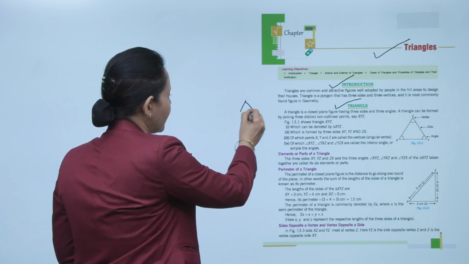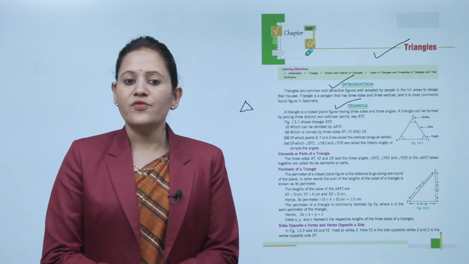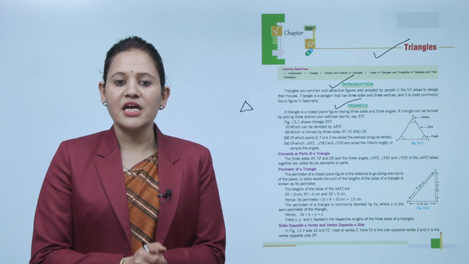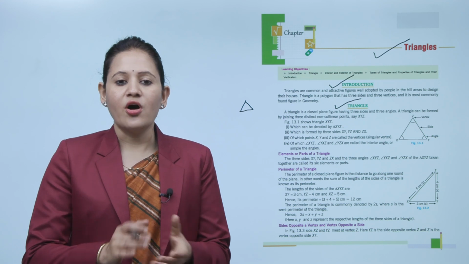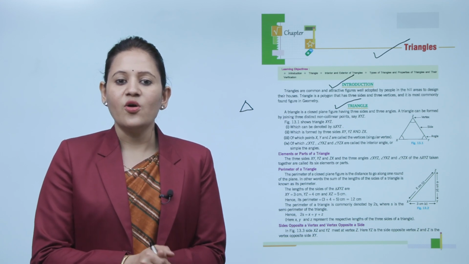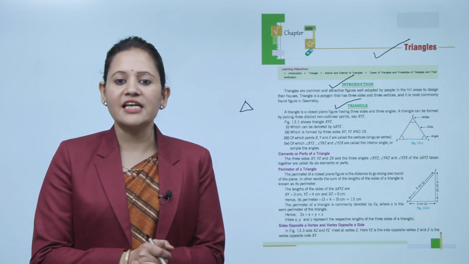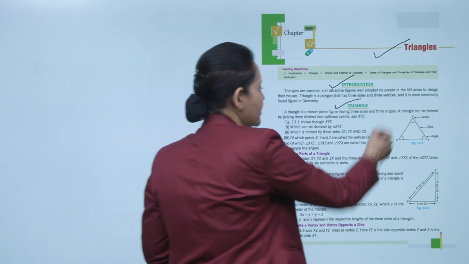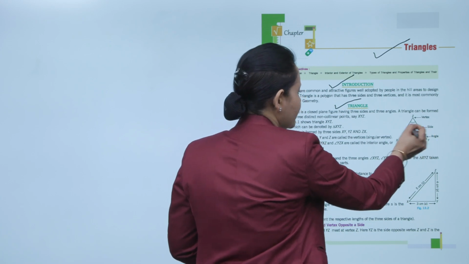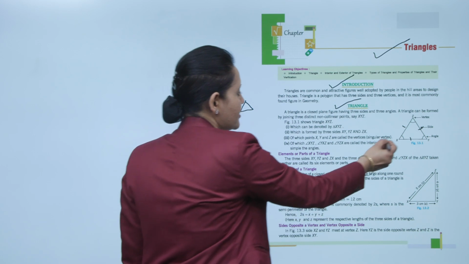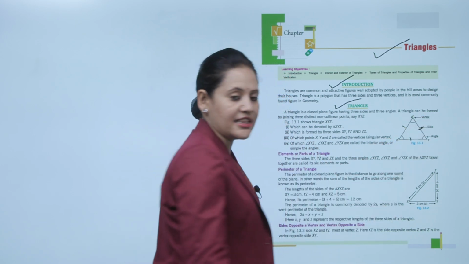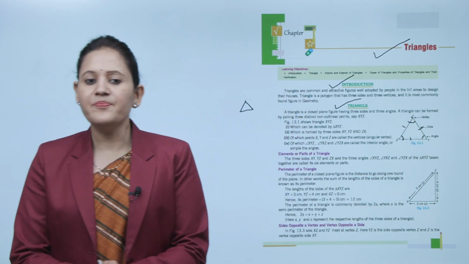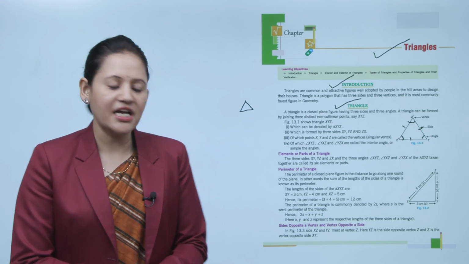this sign of triangle, which is formed by 3 sides XY, YZ and ZX, on which points X, Y and Z are called the vertices, and angle XYZ, angle YXZ and angle YZX are called the interior angles of the triangle. So, here this is a triangle with 3 sides XY, YZ and XZ, 3 vertices X, Y and Z, and 3 angles X, Y and Z. Clear? Next is elements or parts of triangles.